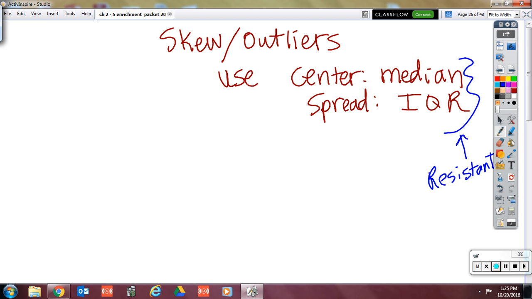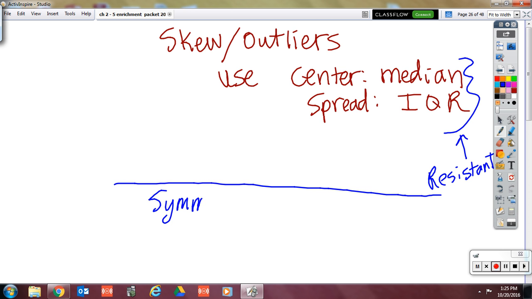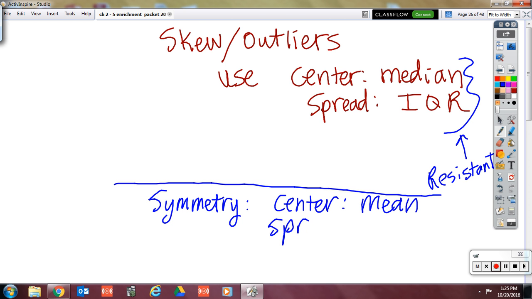Okay? So, likewise, if you have symmetry, then you're good to go. And if you have symmetry, then the center that we want to use is mean. And the spread we want to use is standard deviation. Okay, so if it's symmetrical, then you don't have things affecting your information, so we want to use mean and standard deviation. And no outliers, by the way.